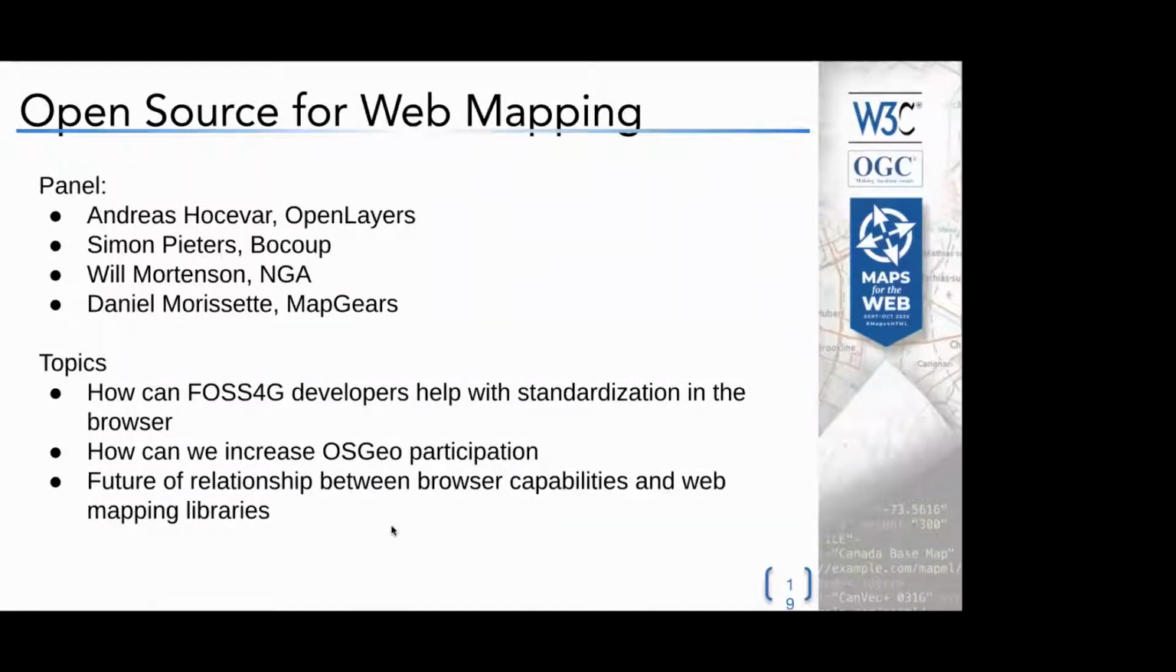We had at the workshop, this is slightly out of order, a panel of open source web mapping experts, including Andreas Hochevar, Simon Peters, Will Mortensen, and Daniel Morissette. The topics were how can Phosphor-G or the OSGeo developers help with standardization in the browser? How can they increase OSGeo participation or community participation? And the future relationship between browsers and web mapping libraries. Next slide, please.